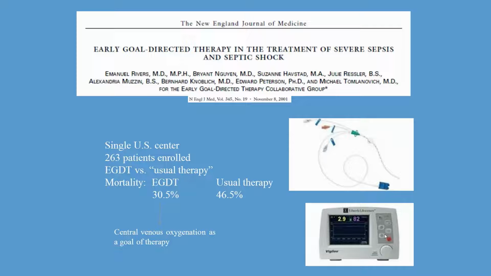So they gave fluids to achieve the parameters of the CVP. If the patient still had a MAP under 65, then pressors were added for both groups. And then if the mixed venous oxygen saturation was low, then either inotropes or blood transfusion, both to increase oxygen delivery, were added in the intervention group. And what they were able to show was a decrease in mortality from 46.5% mortality down to 30.5%.